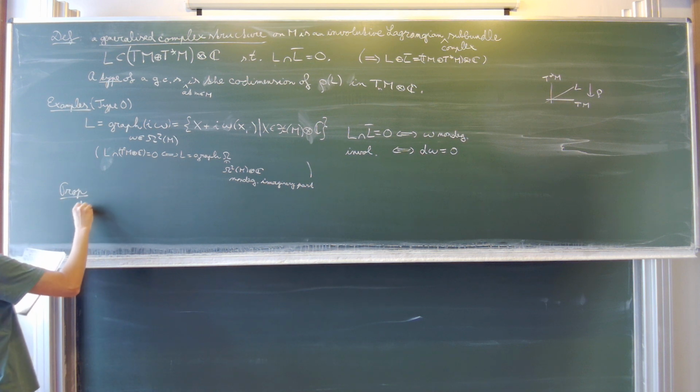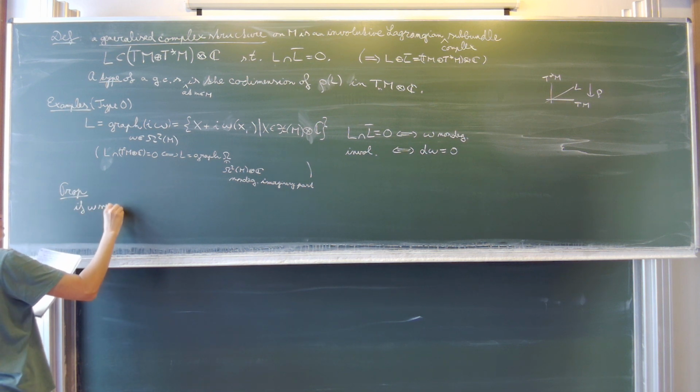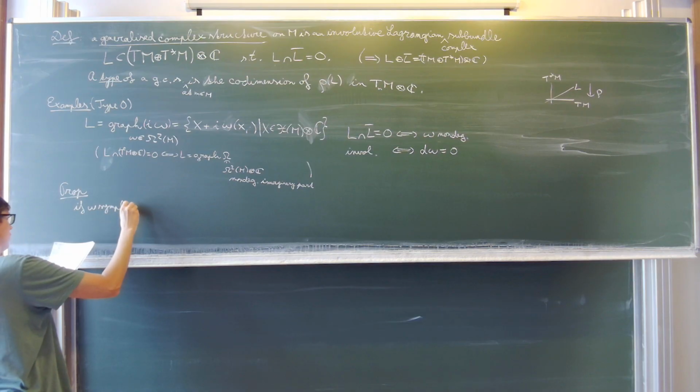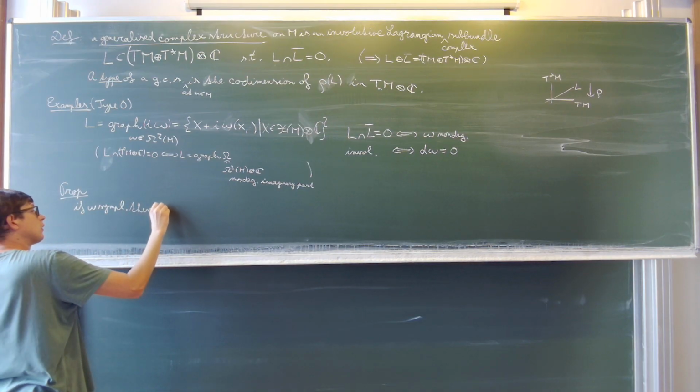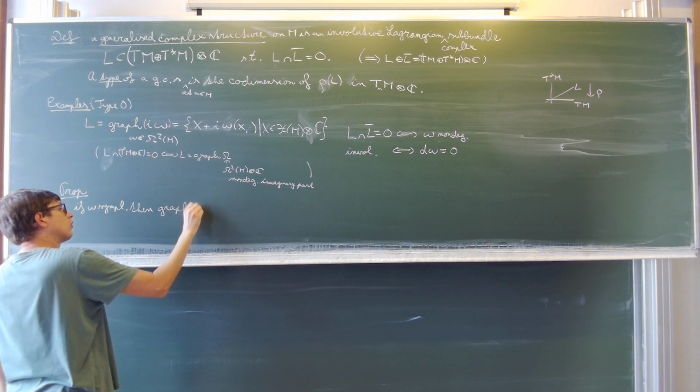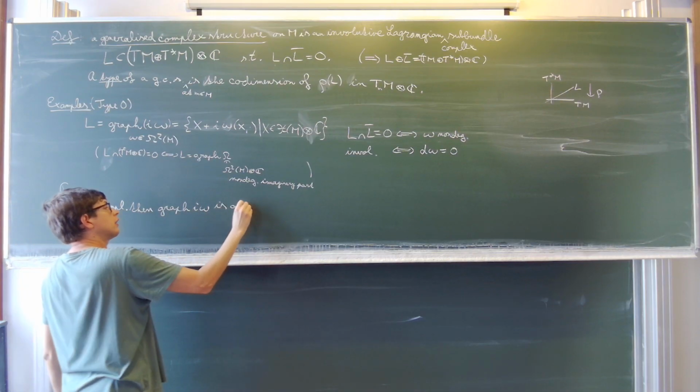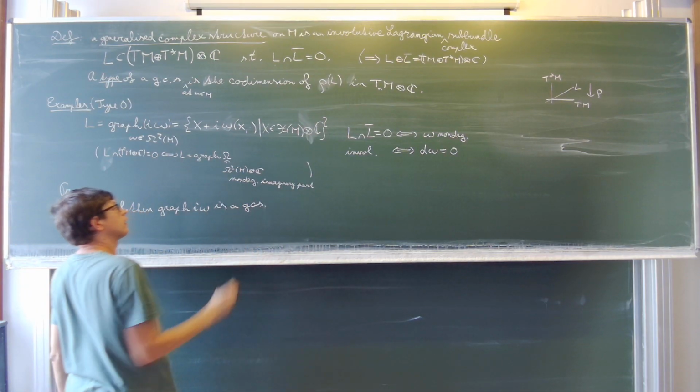Okay, now let me summarize it as a proposition. If omega is symplectic, which is precisely what these two conditions say, then the graph of i omega is a generalized complex structure.